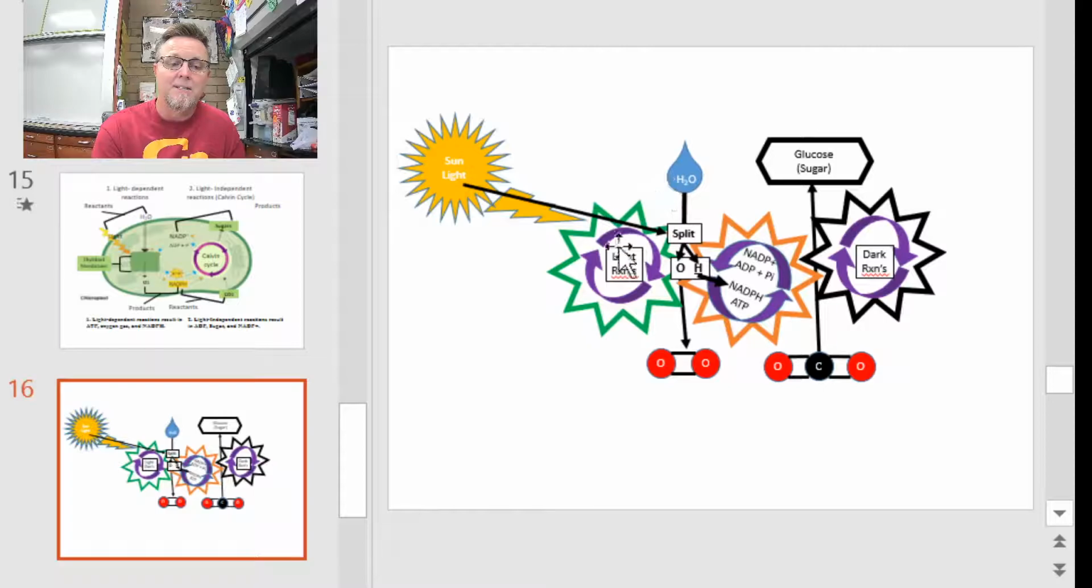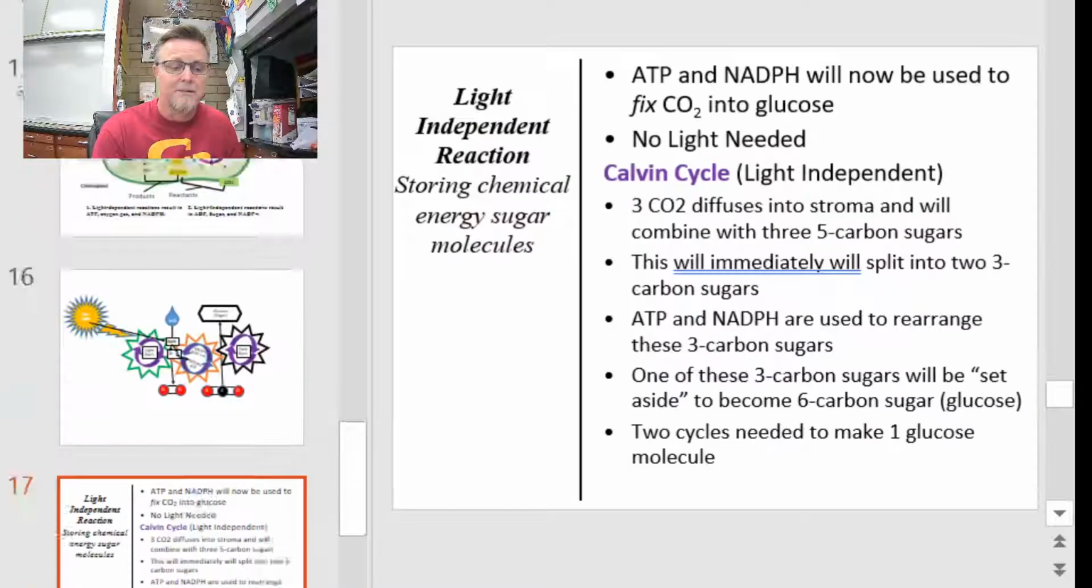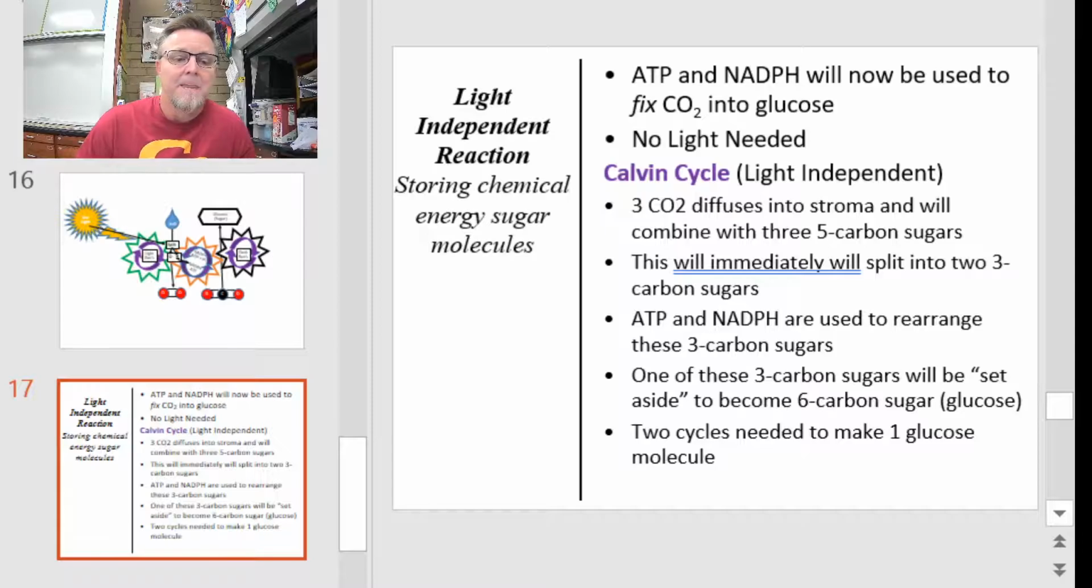So water and sunlight go into the light reaction and water is split, and we get oxygen as a waste product and we get our ATP and NADPH that are going to go over here to the dark reaction. Eventually the dark reaction is going to make our glucose for us, but that's a different story for a different day. Okay, light independent reaction. So the ATP and the NADPH are going to be used to fix a gas, carbon dioxide, and make it into glucose.